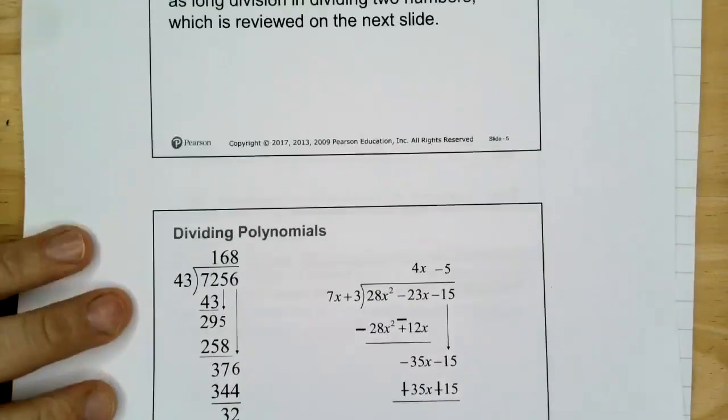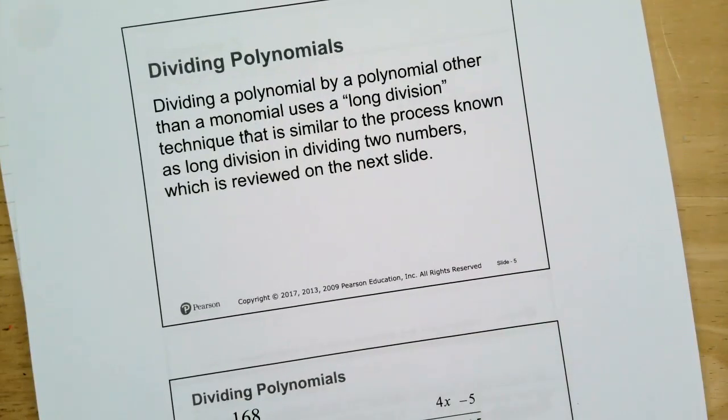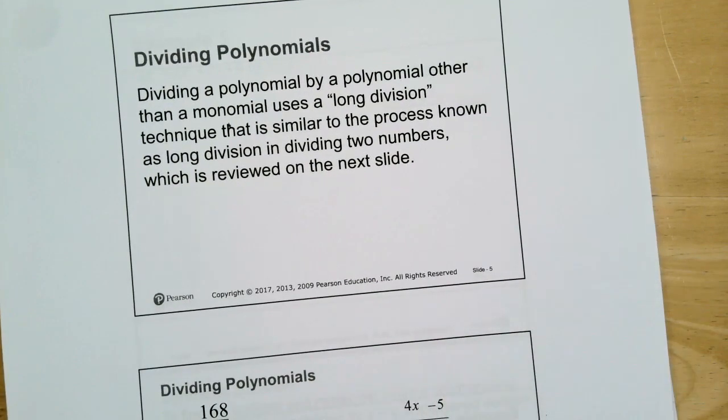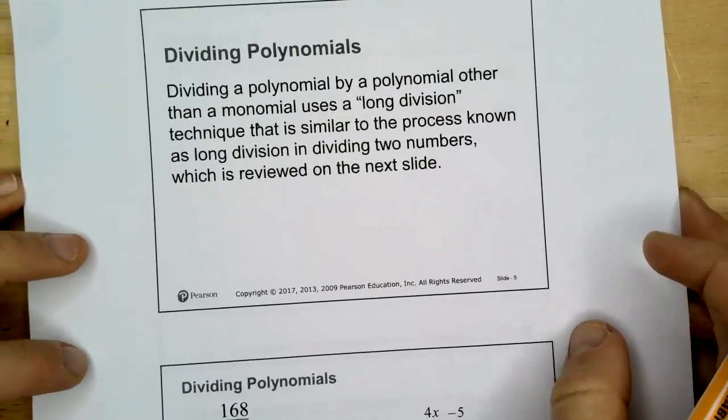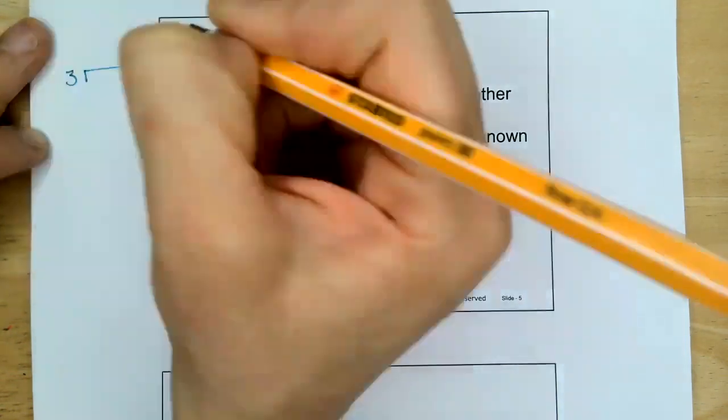Now, dividing true polynomials, okay? Polynomial means there's more than one term. So those were monomials that we were dividing by, so it's easier to turn it into a fraction and simplify the fraction if possible. However, for dividing by polynomials, we are going to use long division. Do you remember long division, like when you were in an earlier math class?